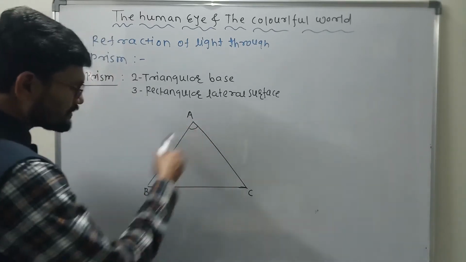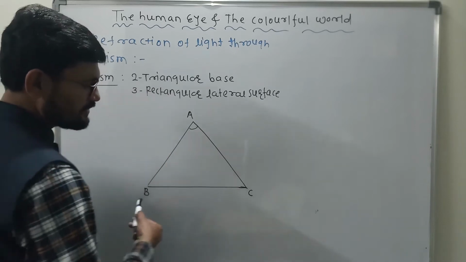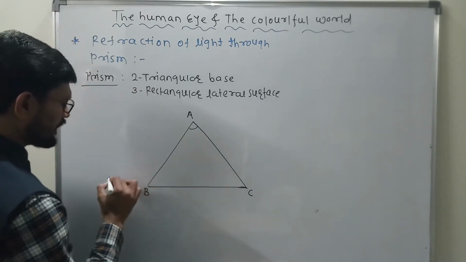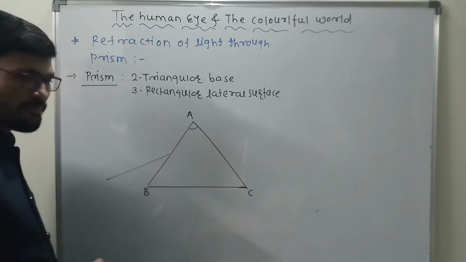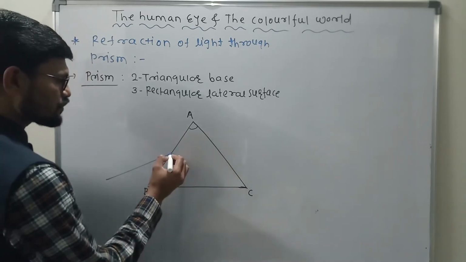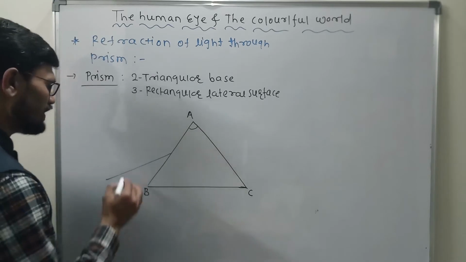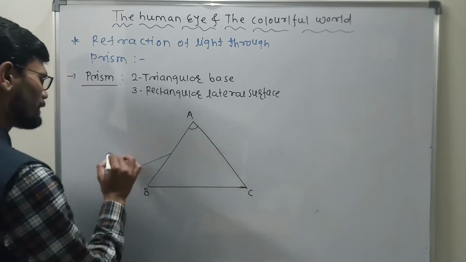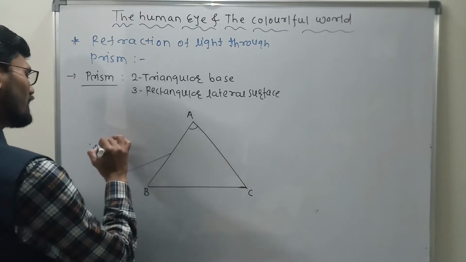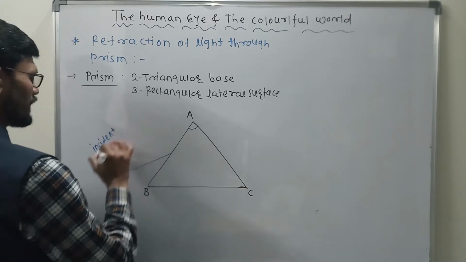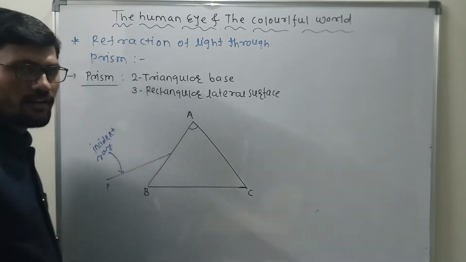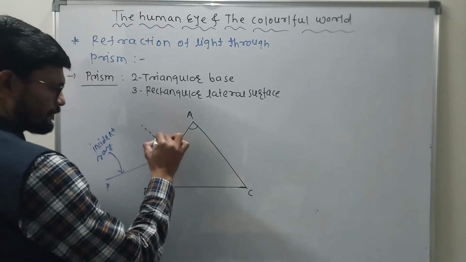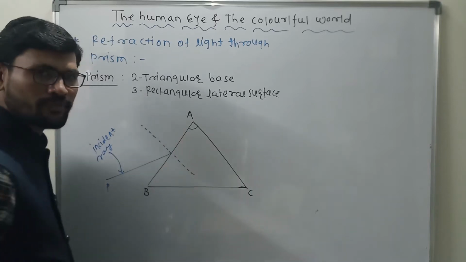Now dear, it has 3 faces. One is AB, the second one is BC, and the third one is AC. Now light is going to be incident on face AB. Let us suppose this point is called Q, and this ray is called the incident ray. Clear? Now, as we know very well, the normal is always drawn perpendicular. This is the normal.